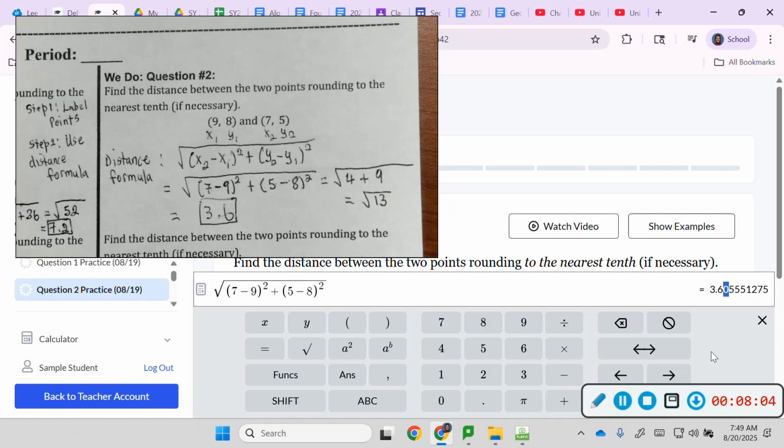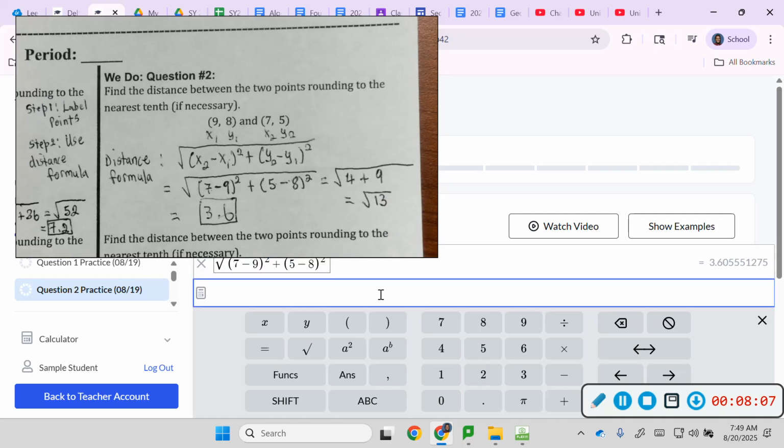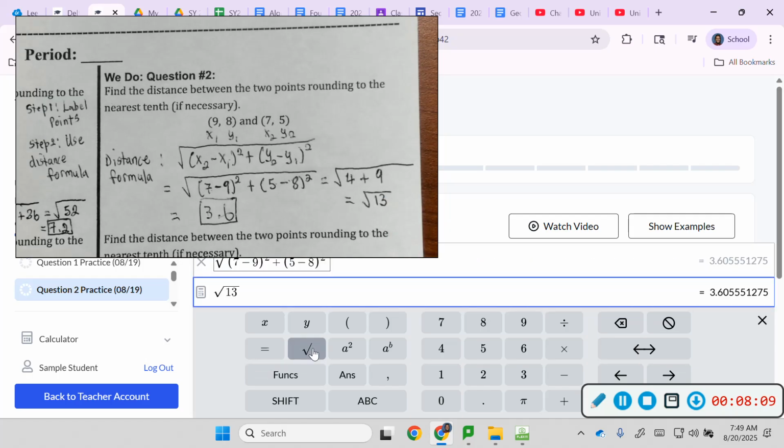And let's see what the square root of 13 is. So the square root of 13 is the exact same answer we have right here. So again, you will get the same answer if you did it by hand or if you utilize the calculator. So let's try the next question.